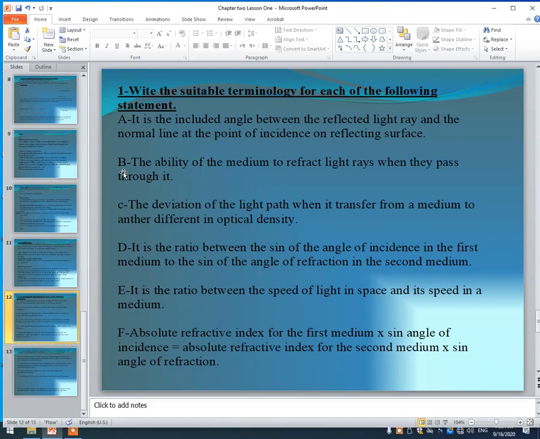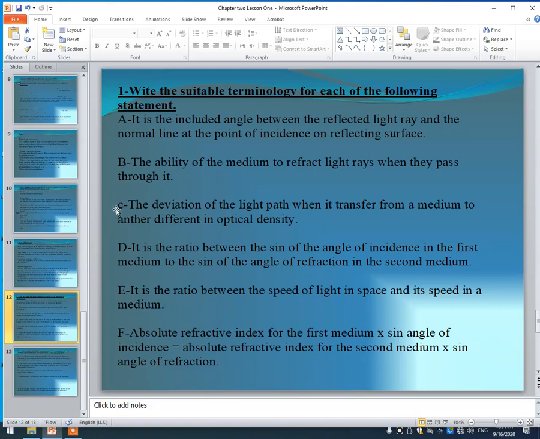The ability of the medium to refract light rays when they pass through it. Again, the ability of the medium to refract light rays when they pass through it. Yes, try to think. It's correct. It's the optical lens.